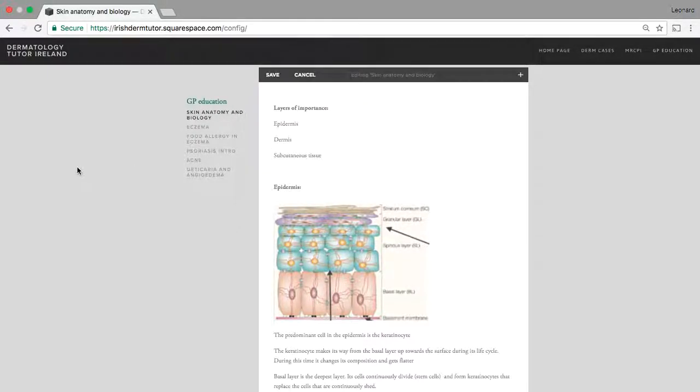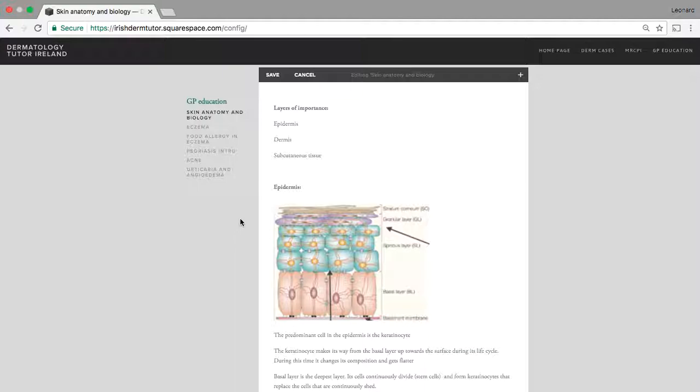Okay, for this section of the website, the GP education part, the first section I'm going to talk about is skin anatomy and biology. So, the layers of importance that we deal with in dermatology are the layers of the skin, the epidermis and the dermis. We also deal with some conditions that affect the subcutaneous tissue.